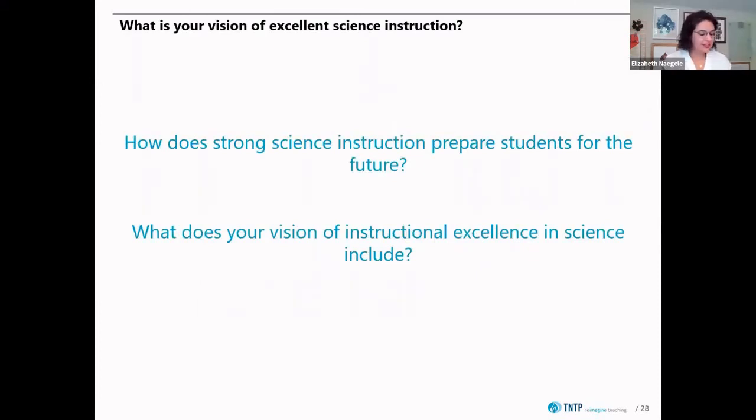Okay, so that's our quick overview of the science instruction tool, and you're just beginning to get familiar with the language of the tool and how you could use it to help you understand what strong instruction looks like. And we spent some time really exploring the standards and the structure and purpose of those.